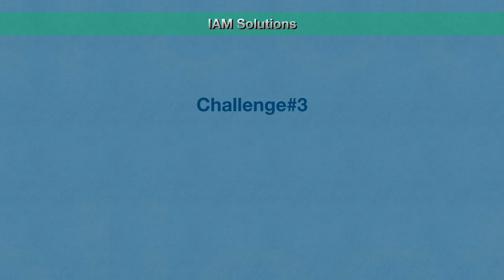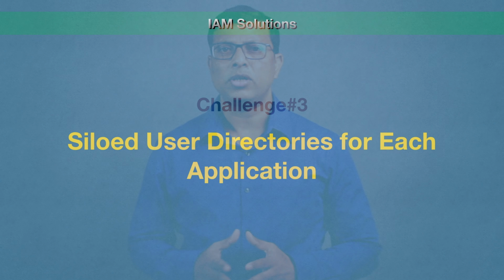Third challenge is silo user directory for each application. Most enterprises have made a significant investment in corporate directories such as Microsoft Active Directory to manage access to on-premise network resources. IAM can consolidate and centralize these user directories and streamline the synchronizing process.